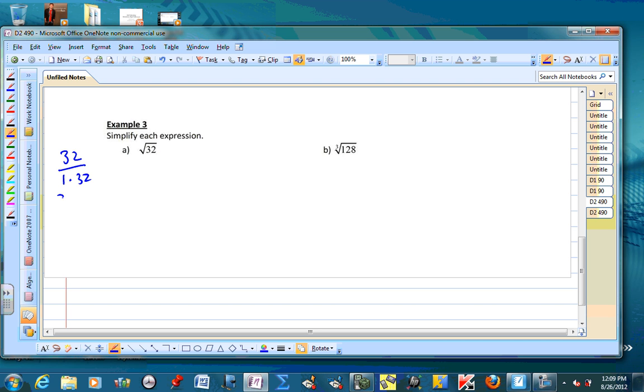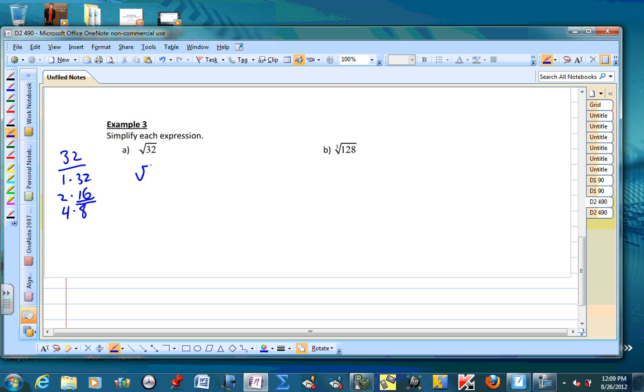1 times 32, 2 times 16, 4 times 8, and that is it. You see we have a number of factors here. Now let's look for the largest perfect square factor. And 16 is the largest perfect square factor.